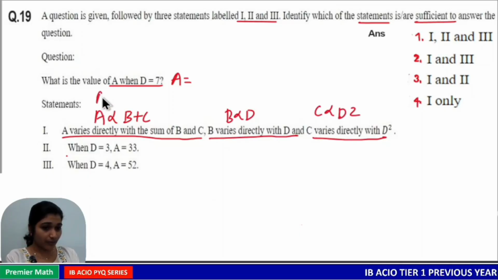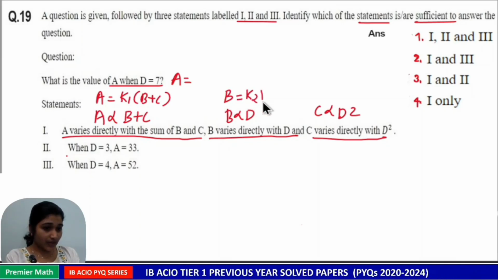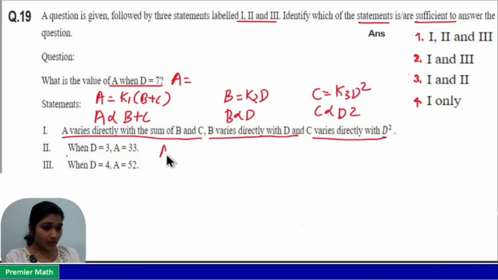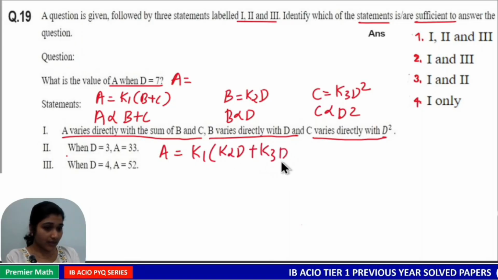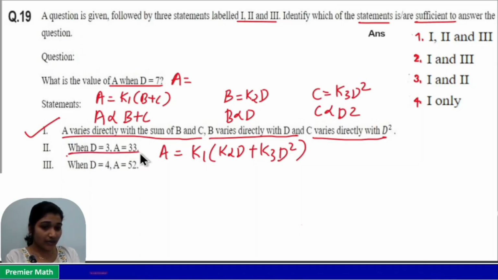Now put proportionality constant. A is equal to k1 into b plus c. B is equal to k2d and c is equal to k3d square. Now put the value of b and c in a. A is equal to k1 into k2d plus k3d square. So from 1 we can form equation regarding A, but we need statement 1, 2 and 3 because we need two equations.